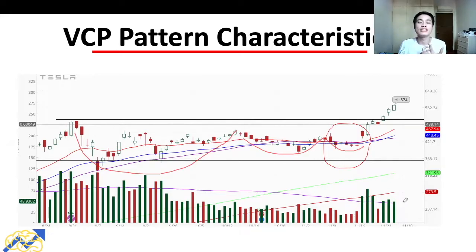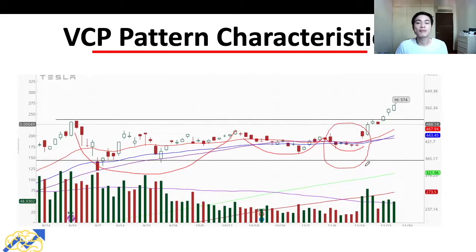The third characteristic for the VCP pattern is that the stock must be on an uptrend. And as we have seen in the earlier example, Tesla was in a confirmed uptrend before this period of consolidation. So it also fulfills the third characteristic for the volatility contraction pattern. And now that we have determined that Tesla is displaying the VCP pattern and it's also under accumulation, the next thing that we want to find out is the pivot point.